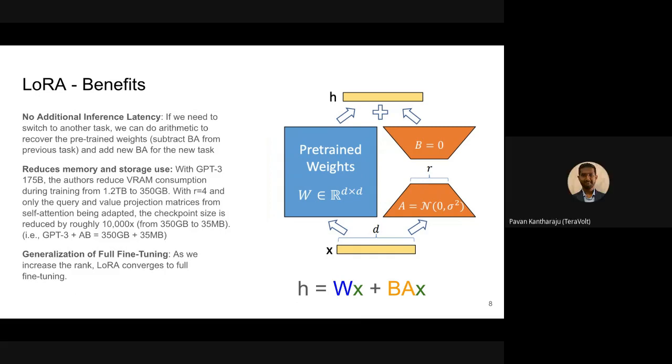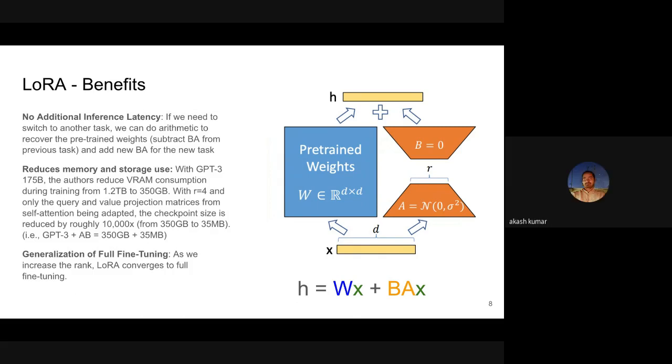Yeah, I'm not sure exactly if it's R equals D or D over 2, but essentially as you increase the rank, LoRA will converge. According to the paper, LoRA will converge to just doing fine tuning with the pre-trained weights.